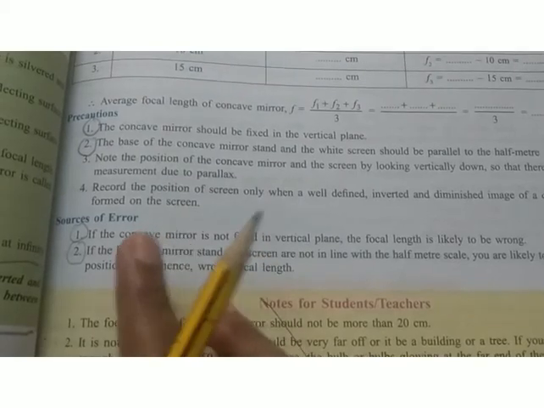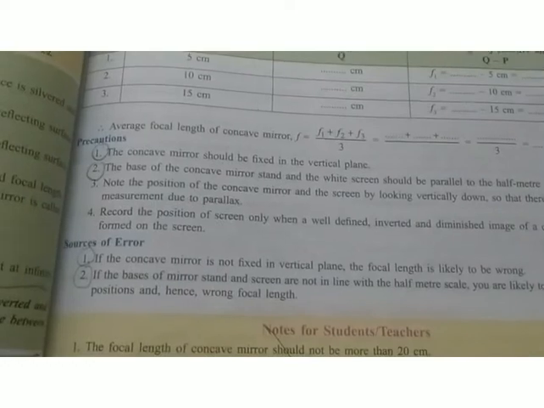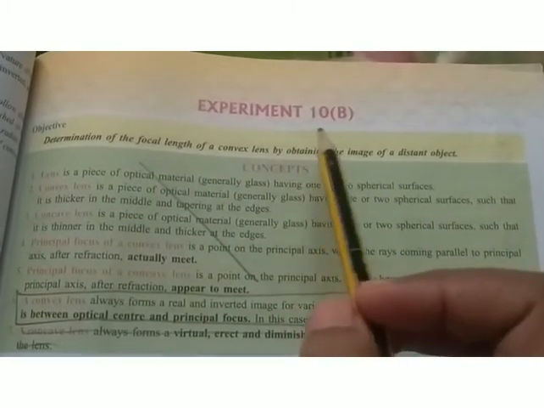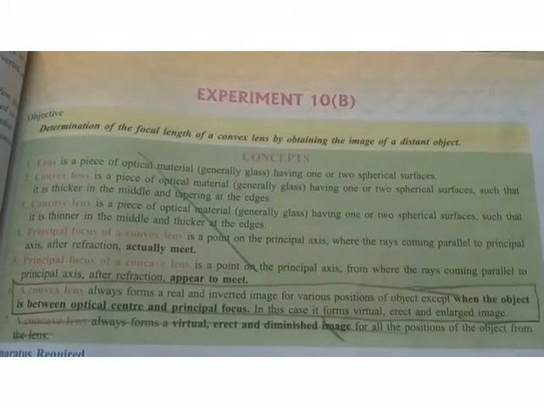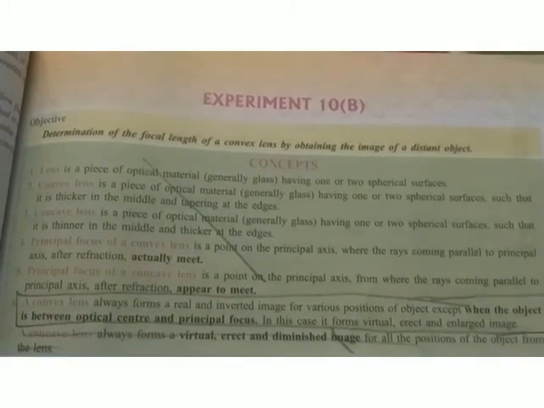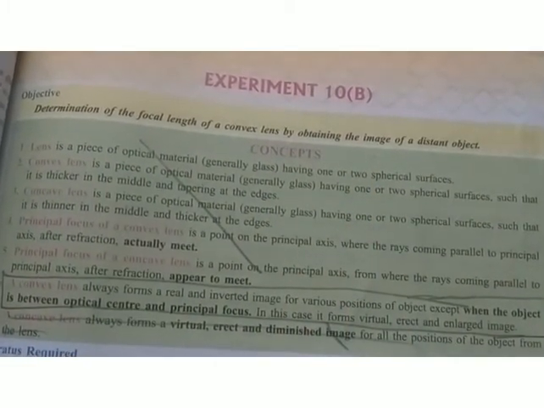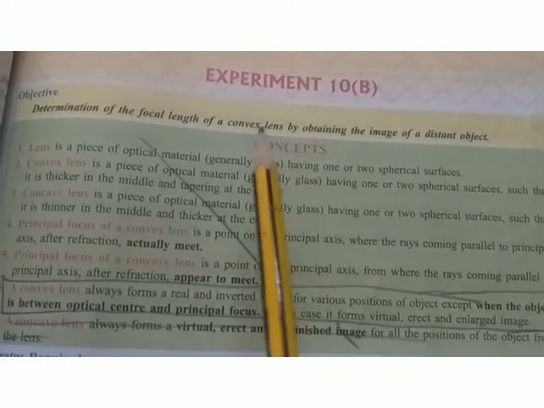It should be written on the right hand side. Okay, so this is the method to write. The next experiment is experiment 10B, that is determination of focal length of convex lens by obtaining the image of a distant object. So what is the objective? Objective is to determine the focal length of a convex lens by obtaining the image of a distant object. That means you are supposed to find out focal length of convex lens by distant object method.